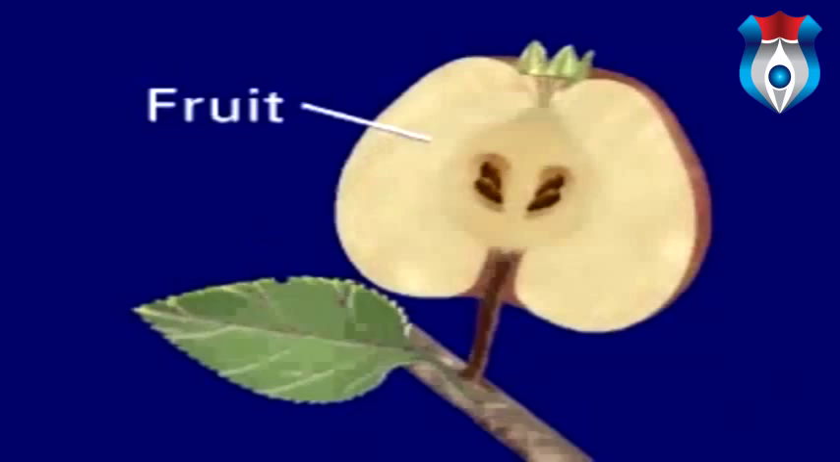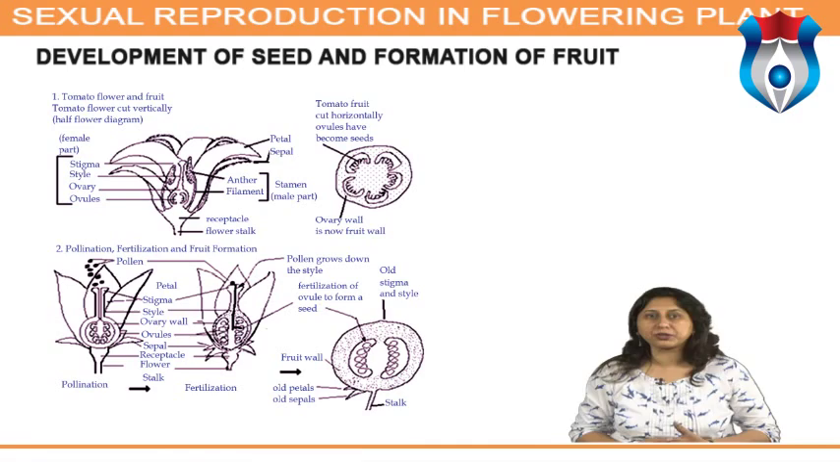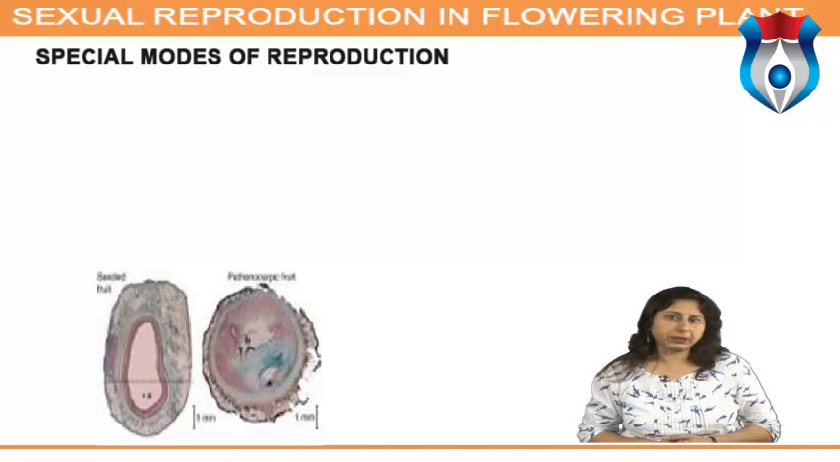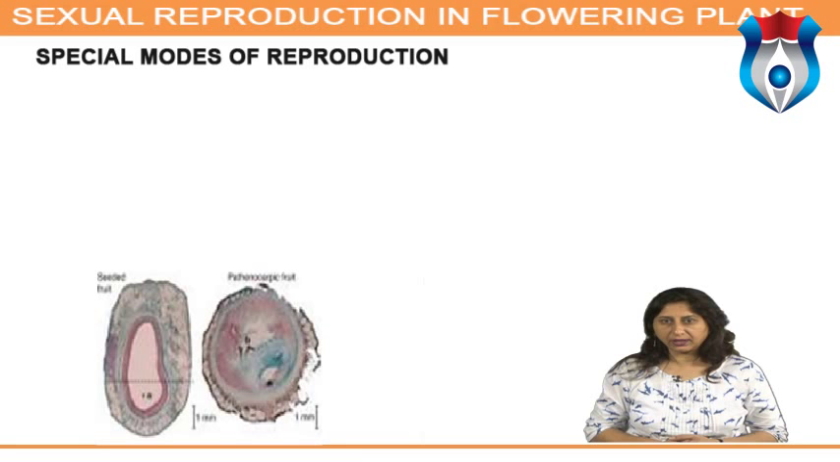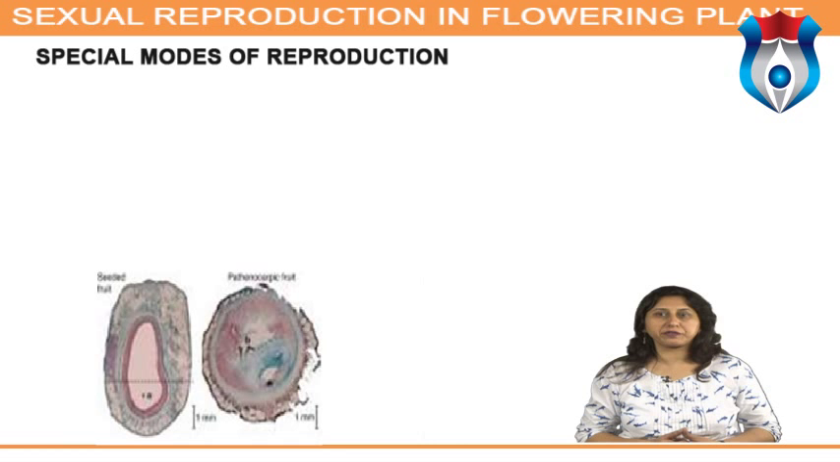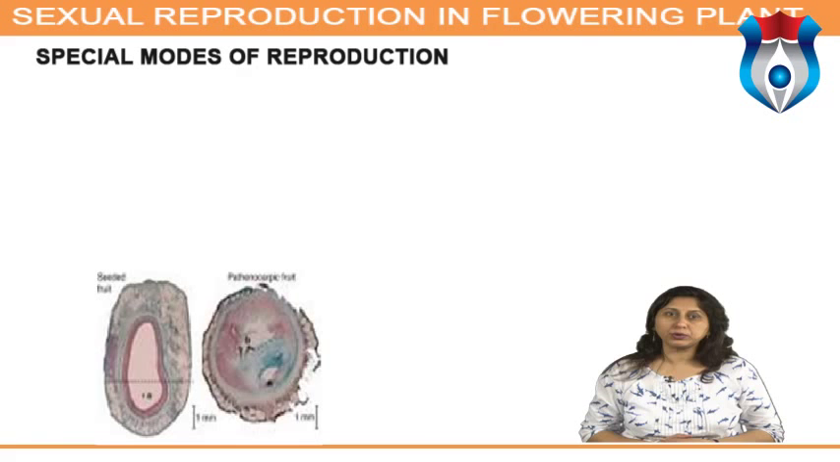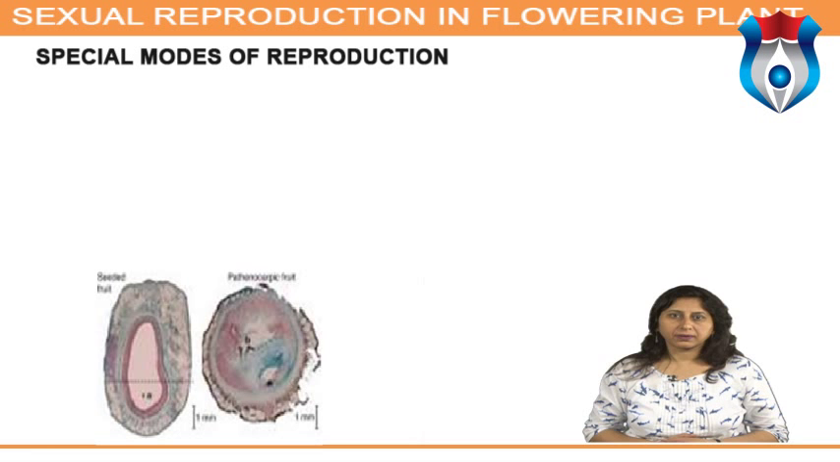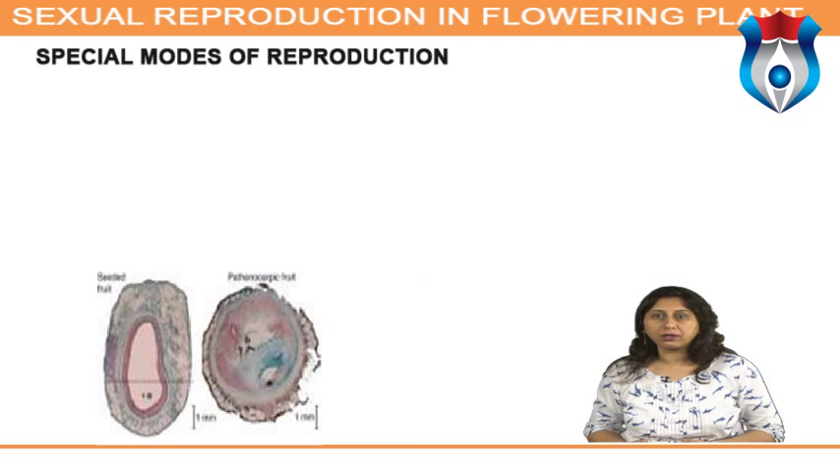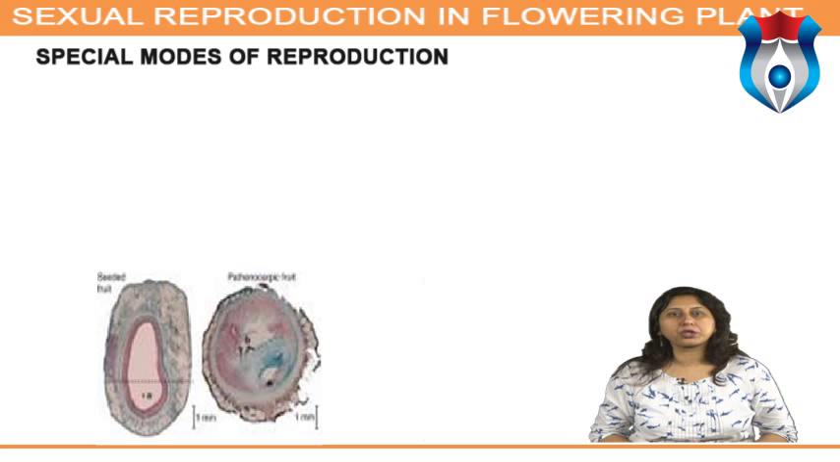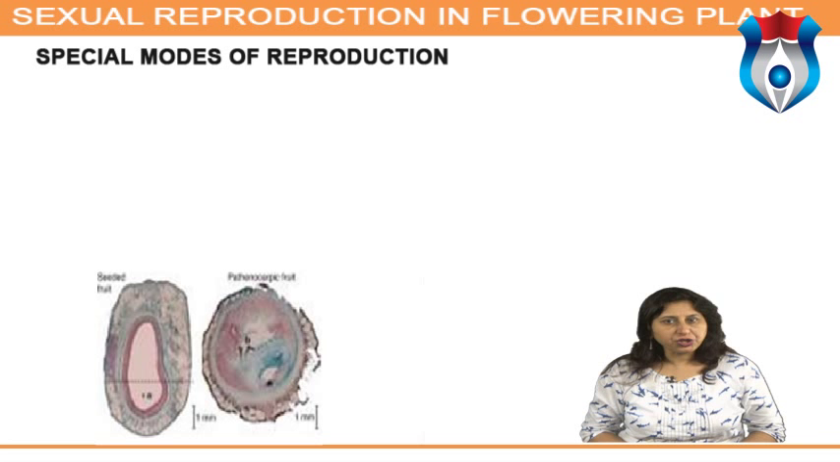The formation of a fruit from the flower of a tomato is explained in this picture here. In angiosperms, the fruits are usually formed after the process of fertilization. In certain plants, however, the fruits are formed without the act of fertilization. Such fruits are called parthenocarpic fruits, and the phenomenon is known as parthenocarpy. Parthenocarpic fruits are either seedless or contain empty or non-viable seeds. In these fruits, the stimulus for fruit growth is provided by the tissue of the ovary wall itself. Natural parthenocarpy is found in oranges, cucumbers, and seedless grapes.